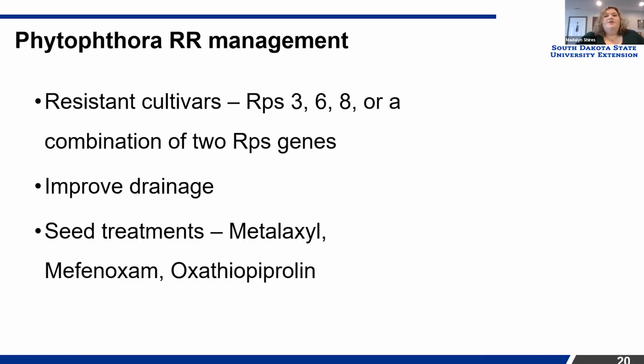There are different management strategies for Phytophthora. There are resistant cultivars. There's several different resistance genes out there that can be used. One of the best ways to help manage Phytophthora is to improve drainage of your field. The Phytophthora spores that cause infection move with water, so improving that drainage does help. And then there's also some seed treatments, as Phytophthora typically causes infection early in the year, especially on the soybean seedlings.